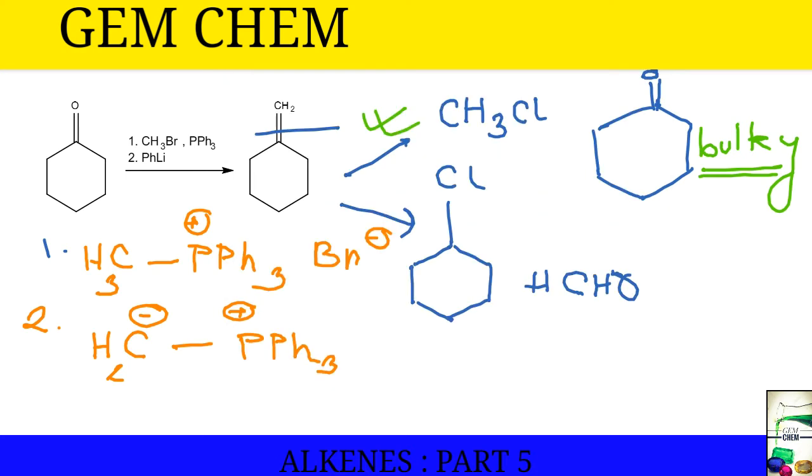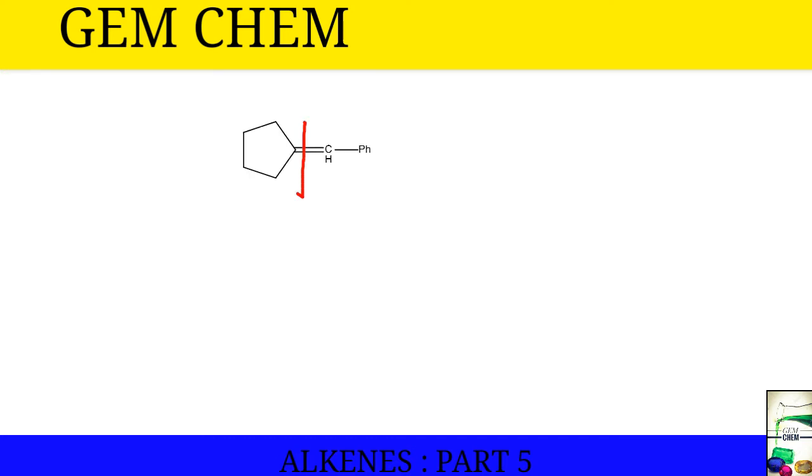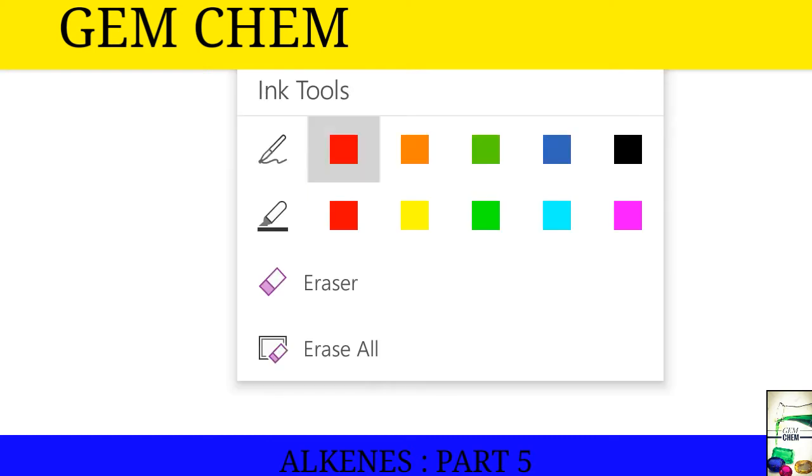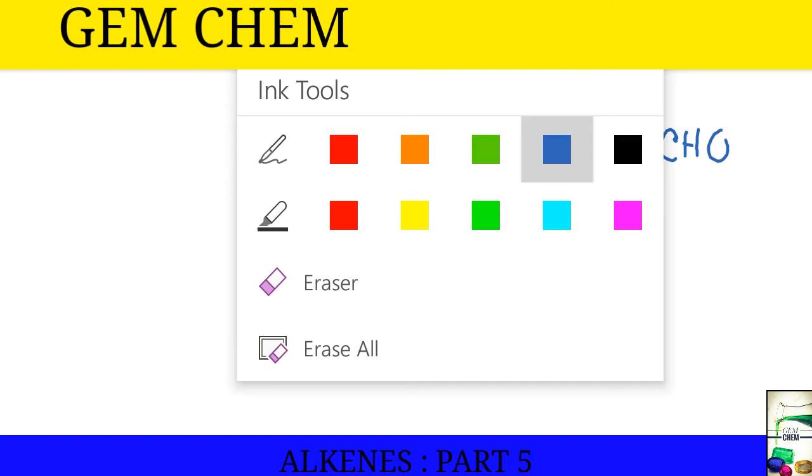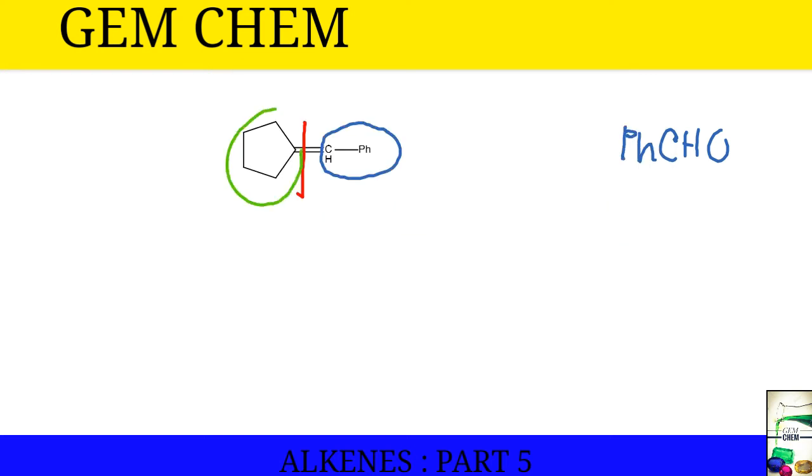So hope this was easy. Now we will go for the next example. So first we separate, then we write the options. So which one is bulky? First we determine. Now see, this is containing Ph. So this part is bulky. So we will have it as carbonyl compound. So PhCHO, and this part will be halide. So we will take it as any kind of halide.